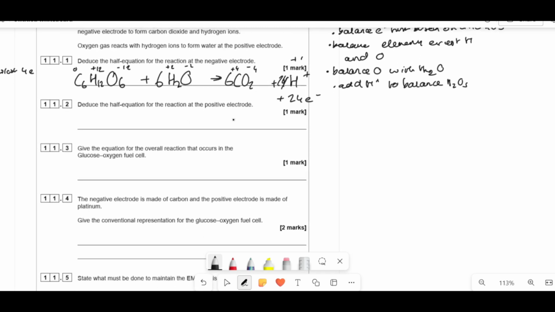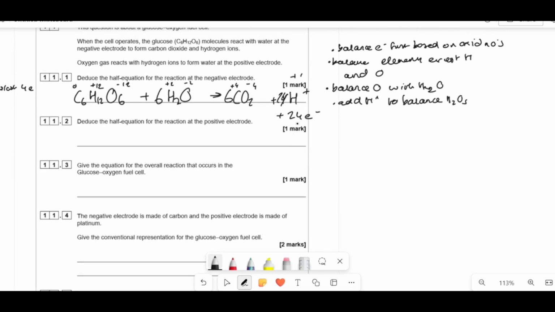So then it says, deduce the half equation for the reaction at the positive electrode. So at the positive electrode, it's told you that O2 gas is reacting with hydrogen ions, and it's forming water at the positive electrode. So again, half equation means we're going to have to add electrons. We need to balance the electrons based on oxidation states. So the oxidation state of oxygen here is 0, that's +1, but then here you can see it's +1, and there's 2 of them, so there's 2 lots of +1, and then there is a -2.